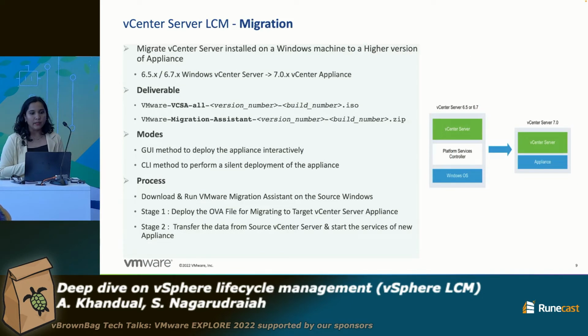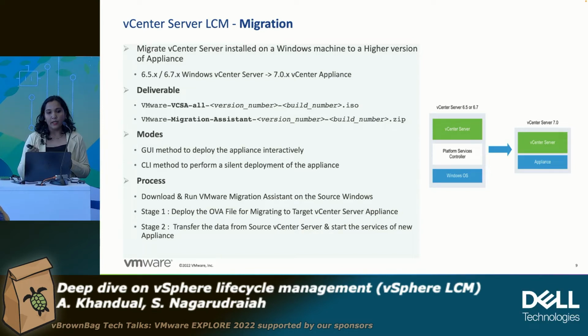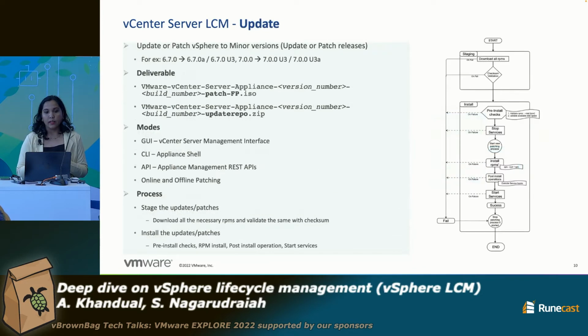Quickly coming to migration, the deliverables are still the same. The only difference here, which we spoke about in the major upgrade and migration, is that your source installation is on a Windows machine, and you have to extract the migration assistant, which is available as part of our VCSA ISO image, and start it on the source Windows vCenter server. Once it is started, as part of stage 2, the data transfer happens and your new appliance is ready for use.